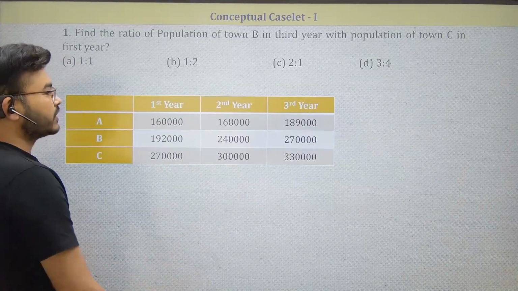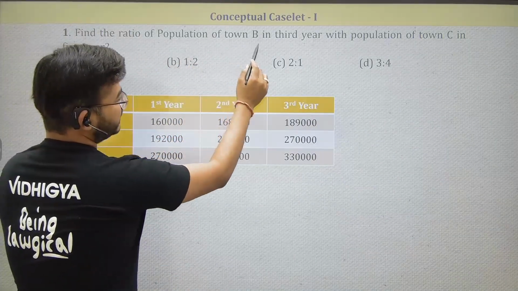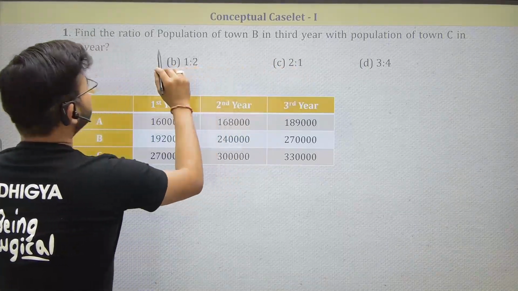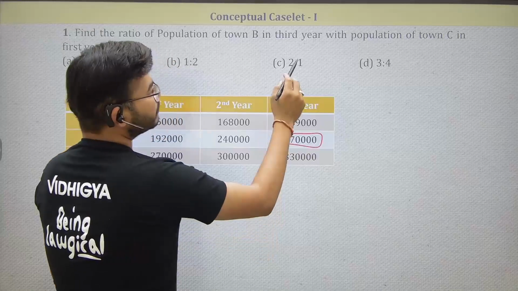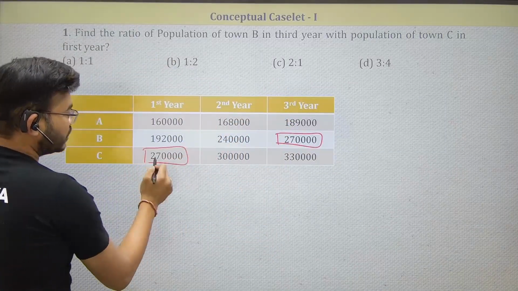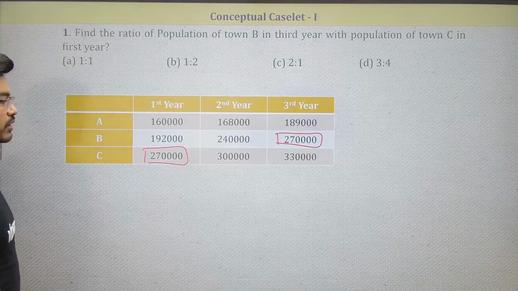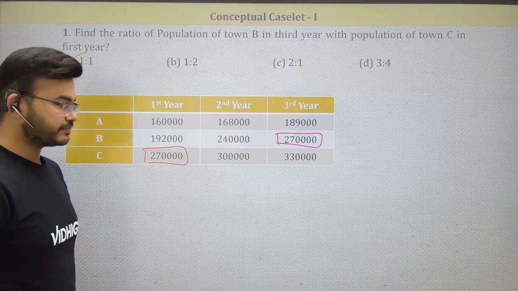Now let's try to solve the questions. First question: find the ratio of the population of town B in the third year, which is 2,70,000, with the population of town C in the first year. It is also 2,70,000. So the ratio will be 1:1 only. So the answer will be A.